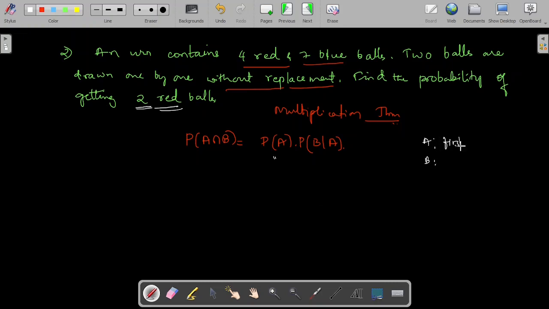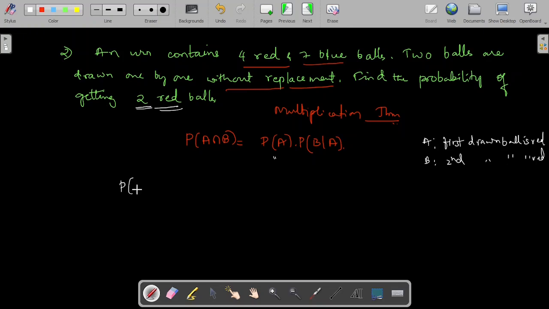First drawn ball is red, and second drawn ball is red. So when you combine these two, A intersection B, what is it? First ball is red and second ball is also red. That means getting 2 red balls.